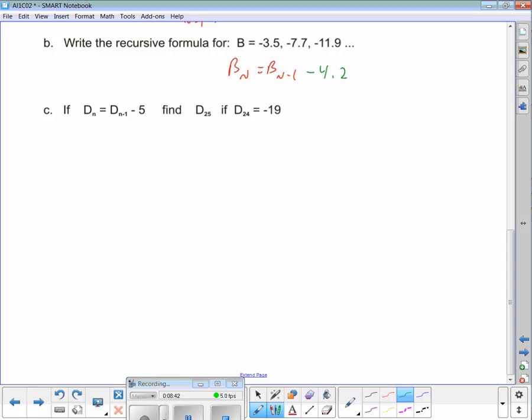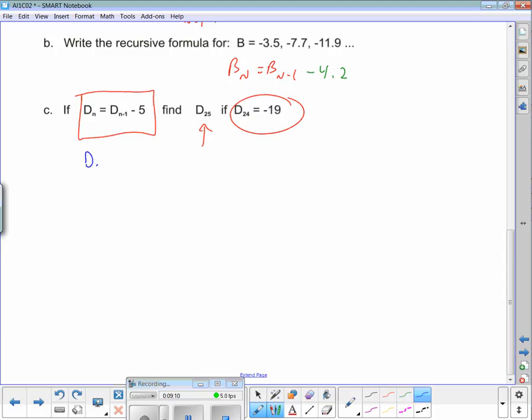All right, so in C, they gave us the recursive formula, right? And now we want to find d sub 20. If we're told d sub 24 equals 19, what's d sub 25? Piece of cake, right? It's like elementary, my dear Watson.